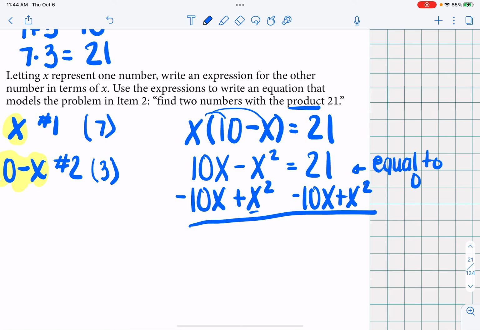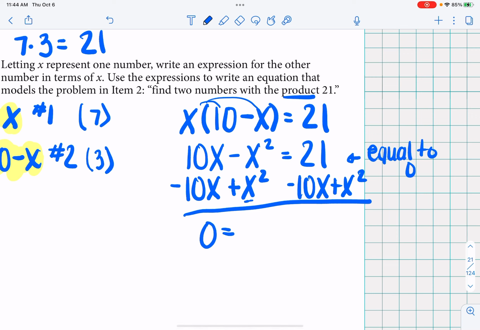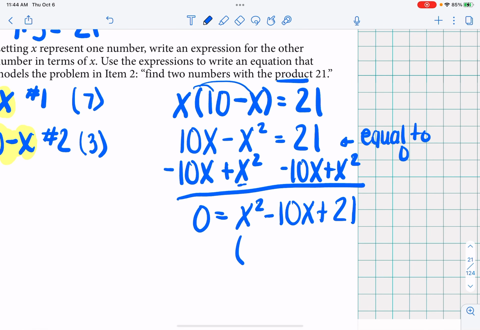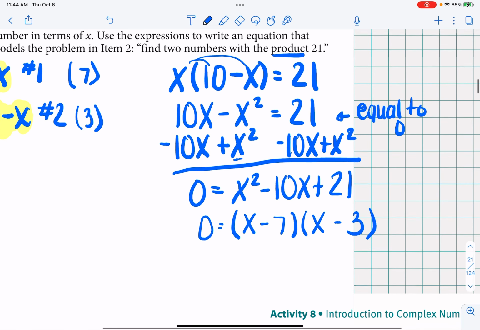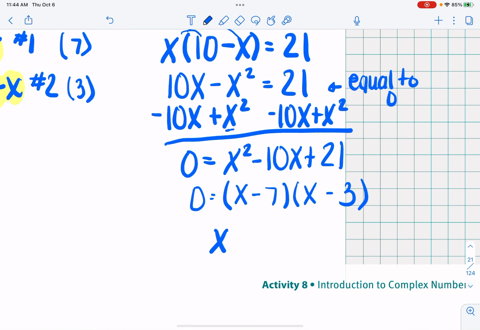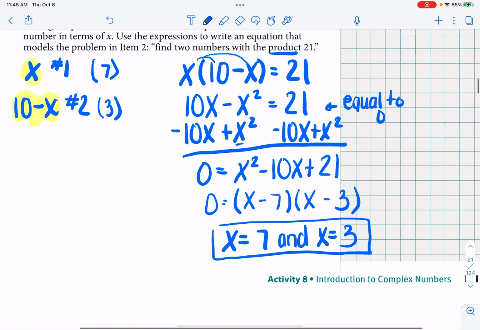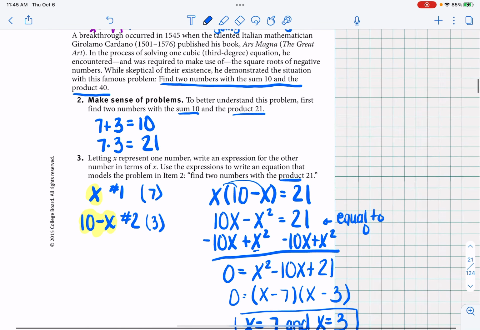Okay. So I would get 0 on the left-hand side equals x squared minus 10x plus 21. And I would want to factor that. Factor two numbers that multiply to give me 21, but add to give me negative 10. That would be negative 7 and a negative 3. And you get x and x. Okay. So from there, using my zero product, I was able to do x is equal to 7 and x is equal to 3, hence why we got the two solutions from above, okay?